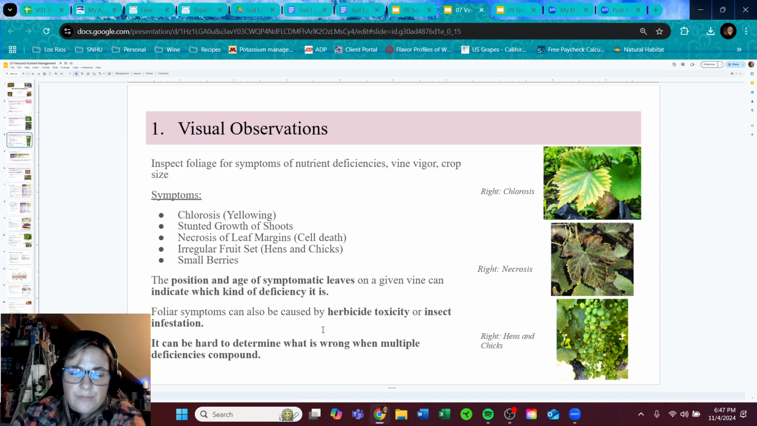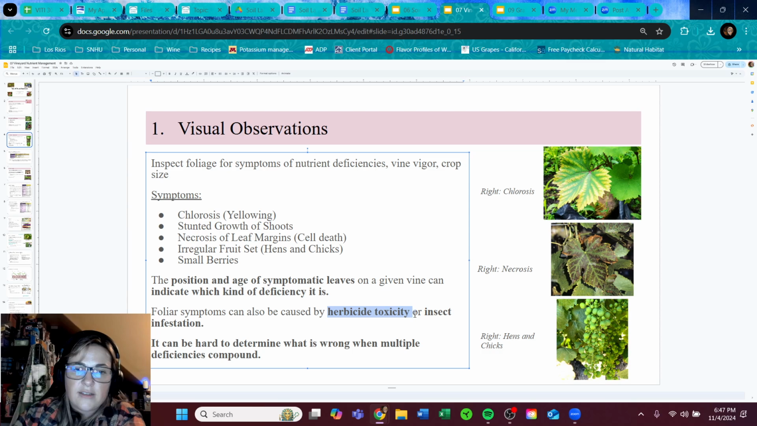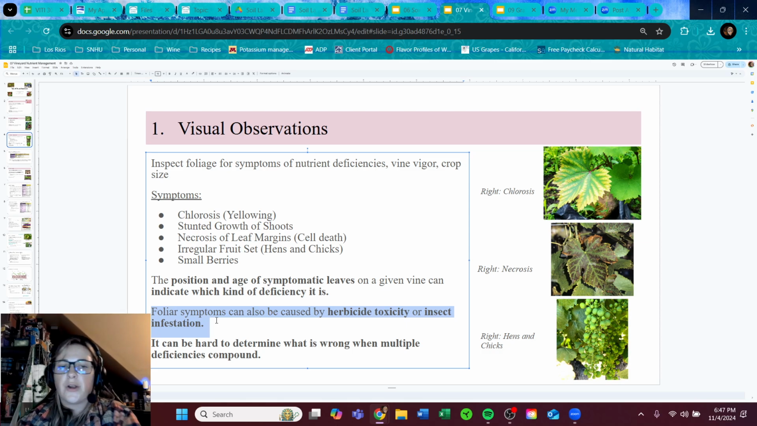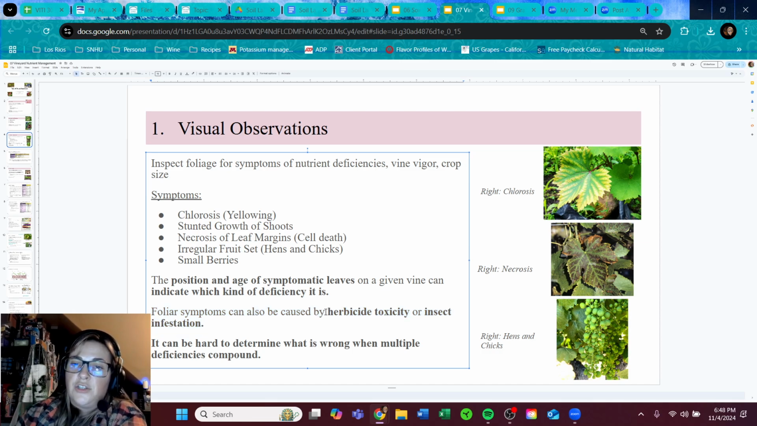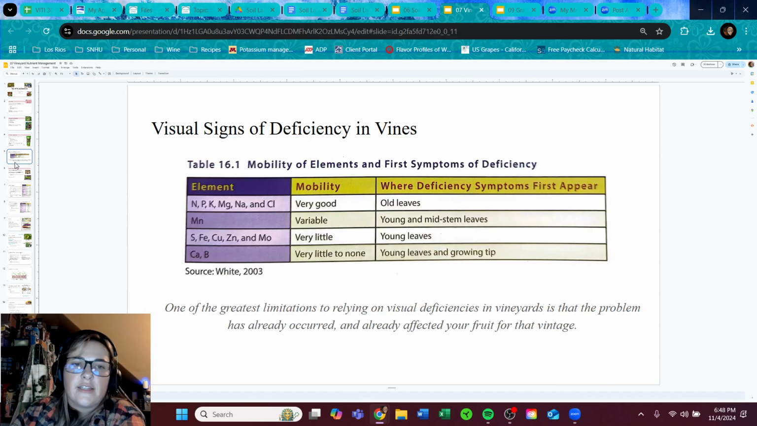It is important to know that herbicide toxicity or insect infestation can also be symptoms that are shown on the leaves, like in the foliar part of the vine, right? It's not always a super complicated nutrient situation. It could be that potentially you over applied nutrients or you have an insect that's physically eating away at your plant too. And it's not always just one thing. Sometimes there are multiple situations happening to your vines as well.